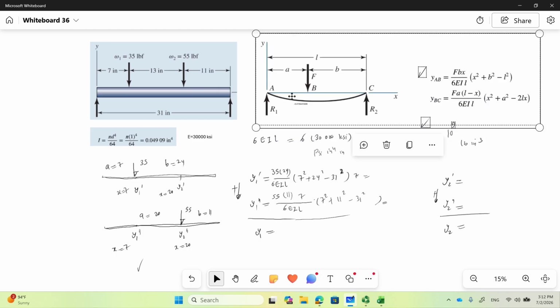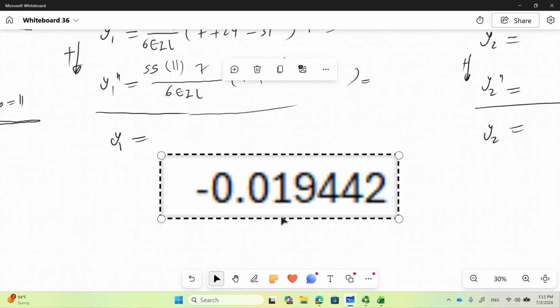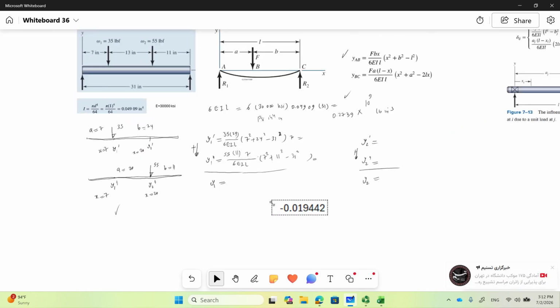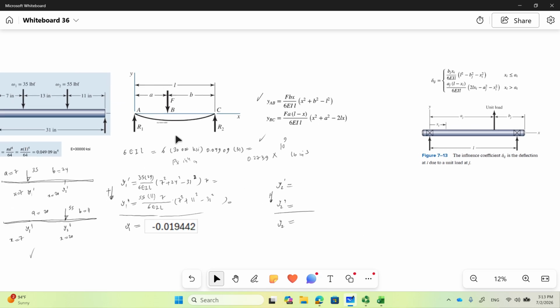Let's see if I can paste it here. This is what I got, right? This is superposition, guys. See how you can move this? 0.01944. Very close. Alright, so now let's do it again for y2.